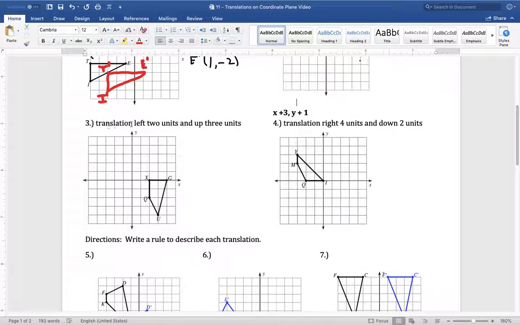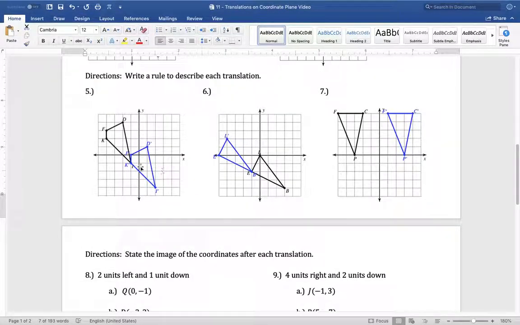This would be a translation left 2 units and up 3 units. Well, if it's going left 2 units, it's x minus 2. And if it's going up 3 units, it's y plus 3. Or you could simply count 2 units to the left for x and then up 3 units. And that's how you'd get your new points.